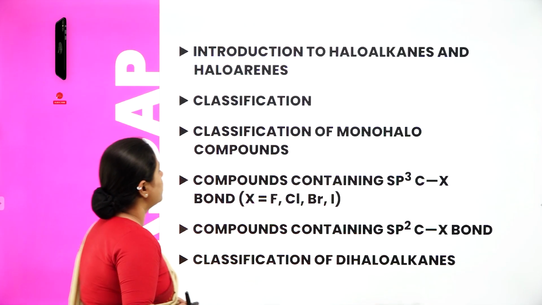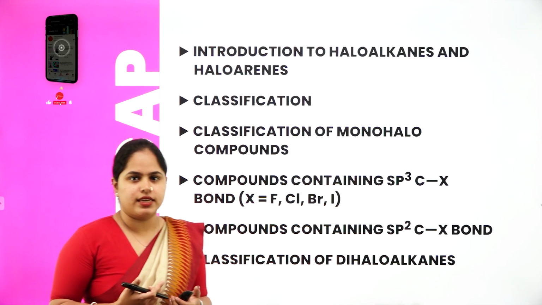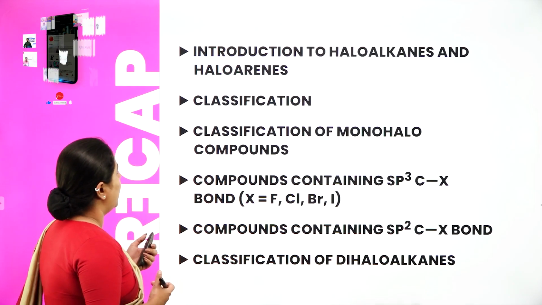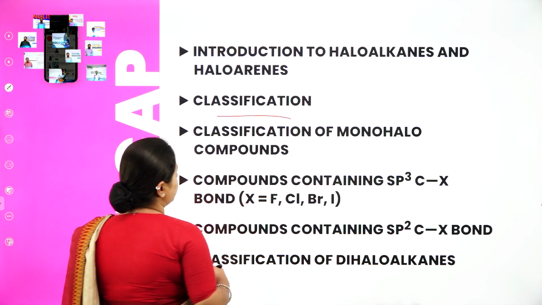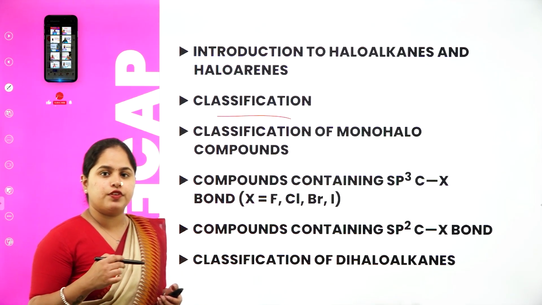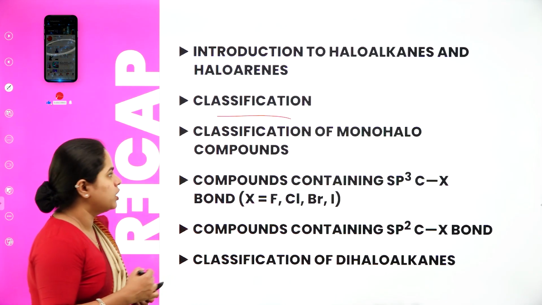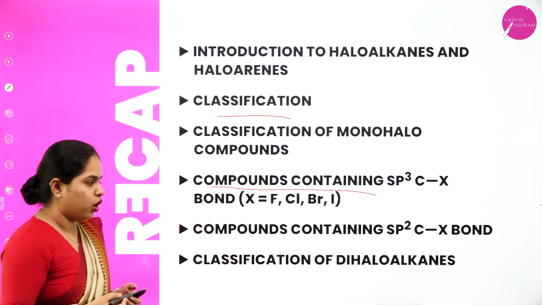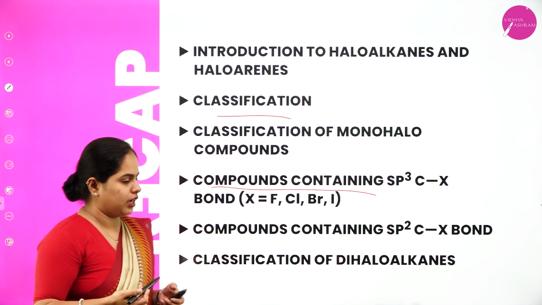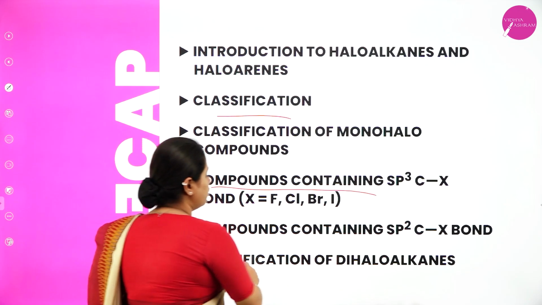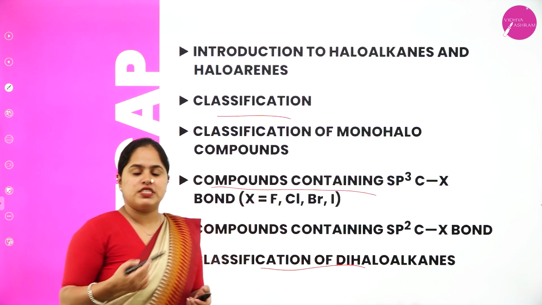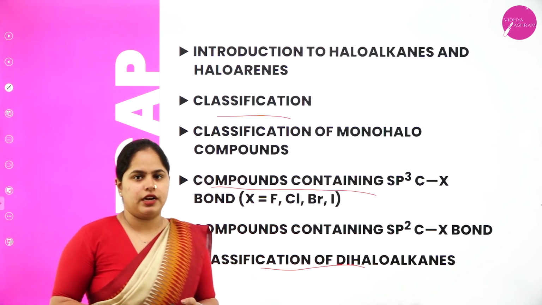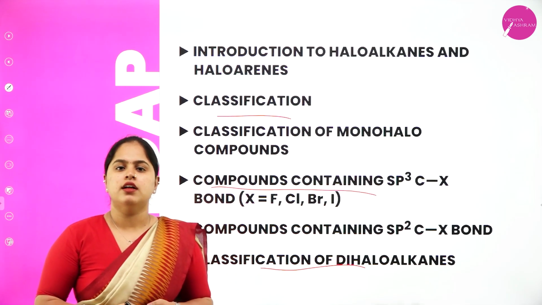So in the last session, we introduced what haloalkanes and haloarenes are, right? Yes, and then we studied the different classifications. First, we discussed the classification of monohalogen compounds, and then compounds containing sp3 carbon halogen bond as well as sp2 carbon halogen bond, and the classification of dihaloalkanes also. What are vicinal dihalides and what are geminal dihalides? All of this we discussed in the last session.